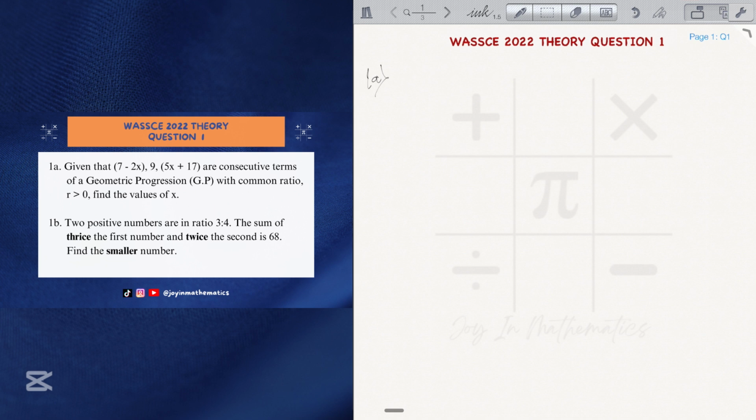It says, given that 7 minus 2x, 9, and 5x plus 17 are consecutive terms of a geometric progression, GP, with common ratio R greater than 0, we should find the values of x.